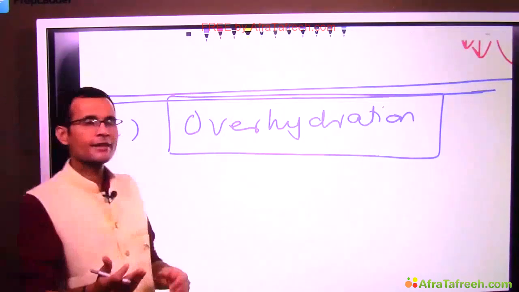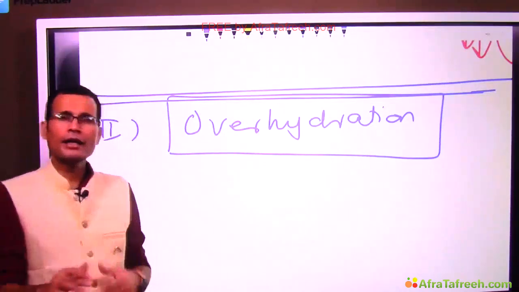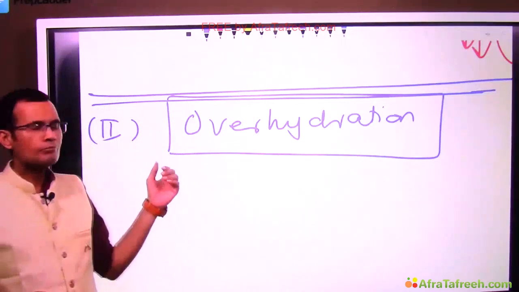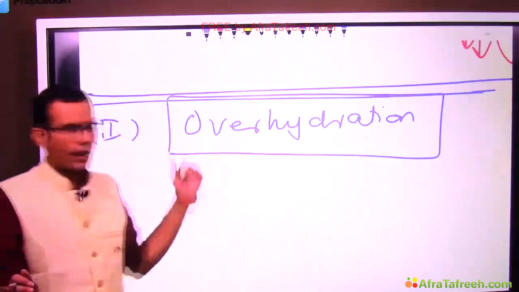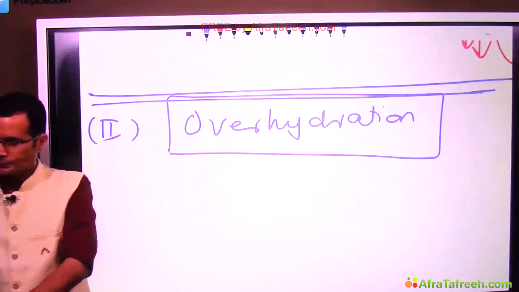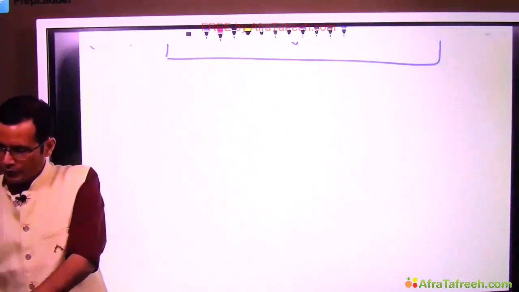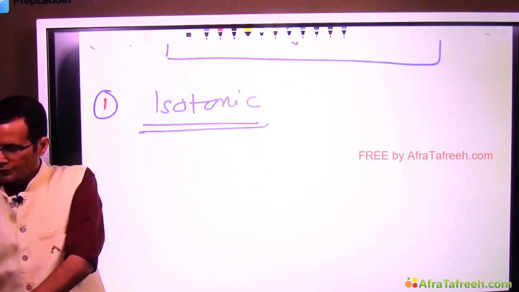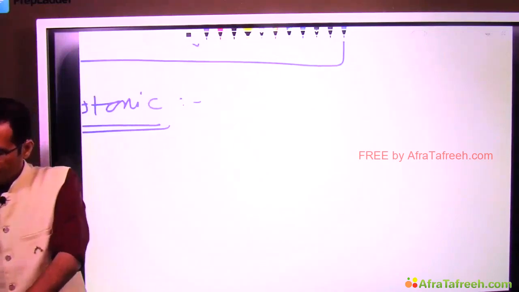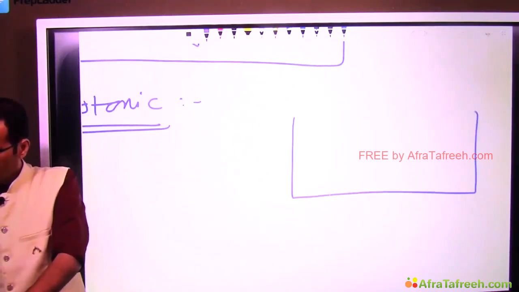Volume expansion states water is gained, and again there will be three types: isotonic overhydration, hypotonic overhydration, hypertonic overhydration. First one, isotonic overhydration. How will it look in the diagram?